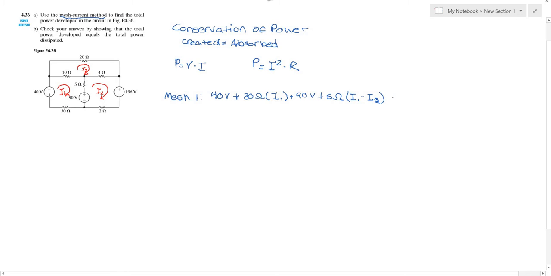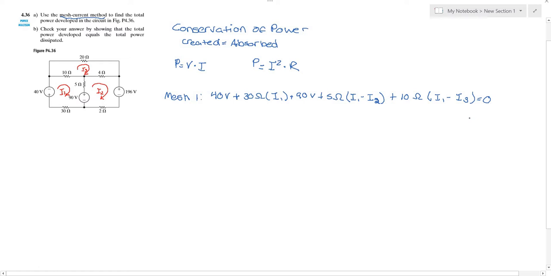Then we're going to do the last 10 ohm resistor for this mesh, and same thing, it's going to be I1, except this time it's minus I3, right? Same reason. The I1 goes here, but the I3 goes the opposite way. And this is all going to equal 0.